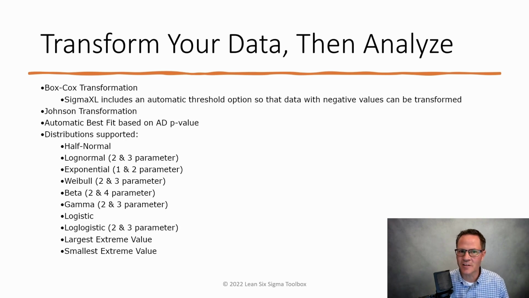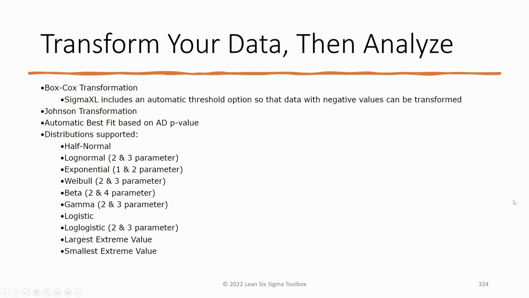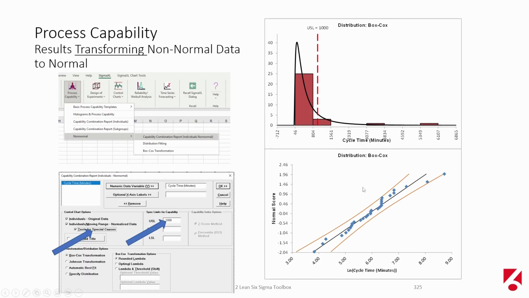For black belt training, all you need to know is that there are different ways to transform your data and the software is going to do it for you. So great. Let's let the software choose for us and find the best way to transform our data. Let's start with that Box-Cox transformation. We're going to jump back over here into our Excel sheet and we're going to do a Box-Cox transformation.